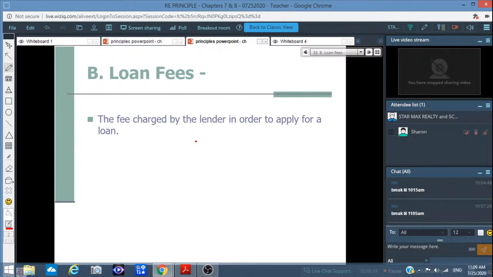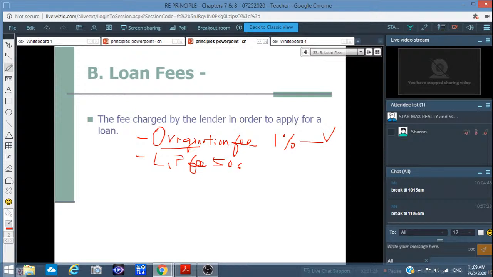Loan fees: fees charged by a lender in order to apply for a loan. What are some of the loan fees? It's called the origination fee, typically 1%. That's usually our commission, by the way. And then you have the loan processing fee, anywhere from 500 to 800. We charge about 600.